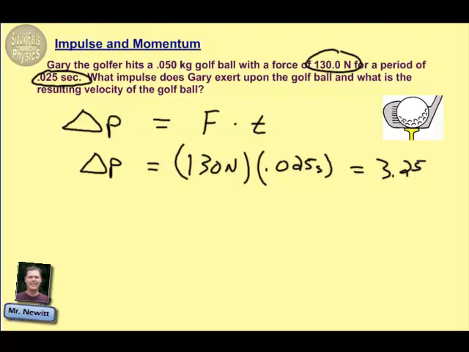Now, what are the units on an impulse? Well, it's a change in momentum, and momentum is measured in kilogram meters per second. So that would be the measurement for my impulse.